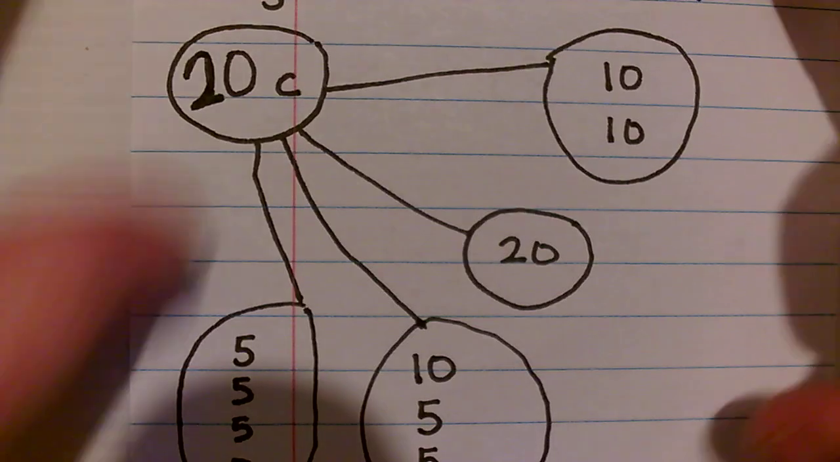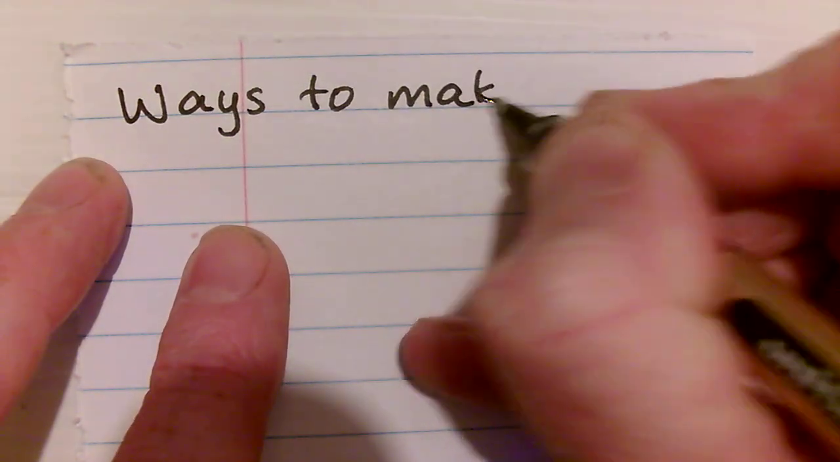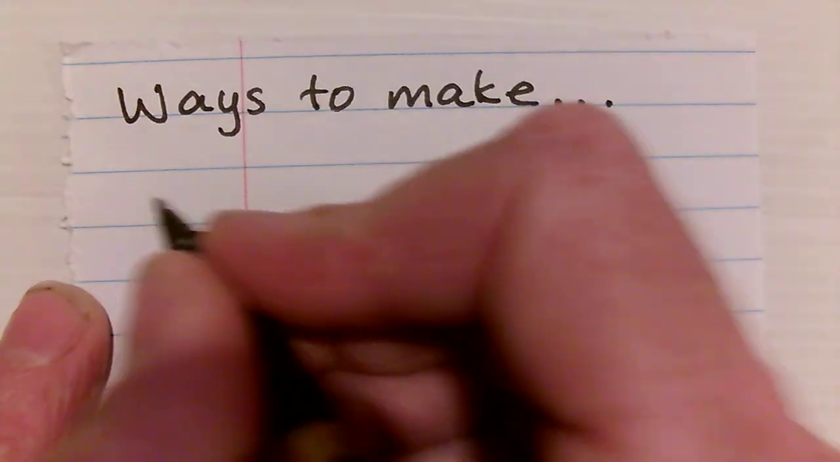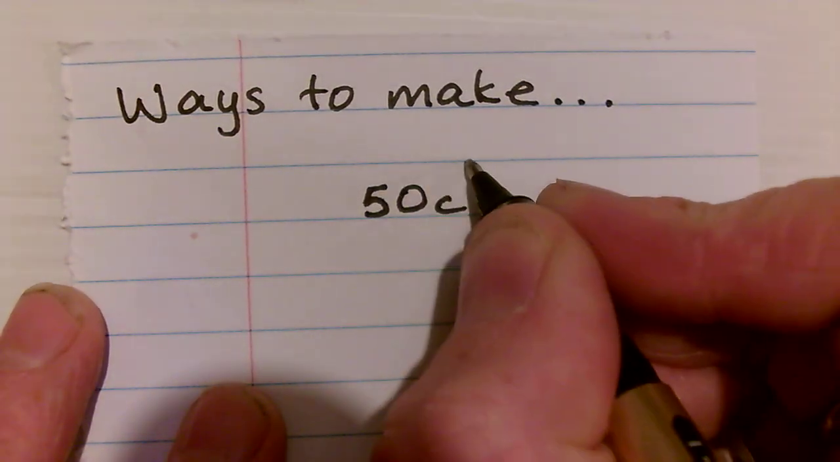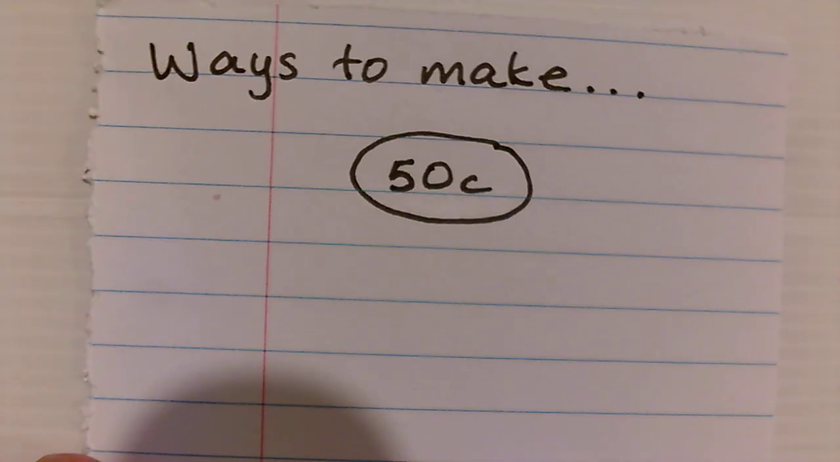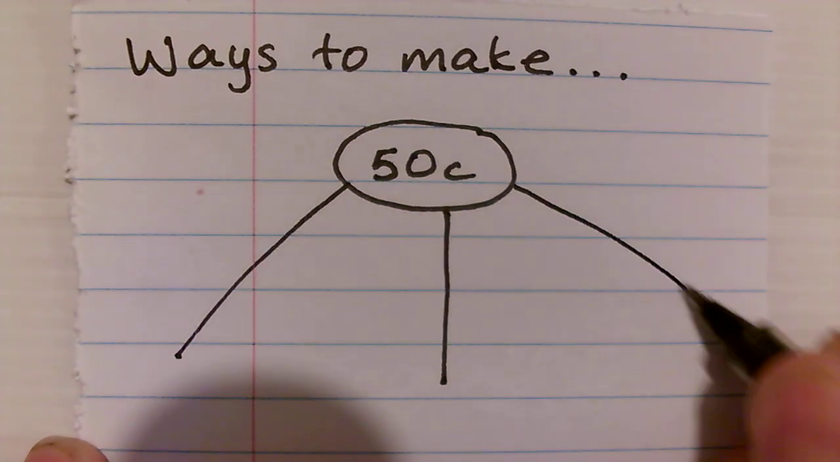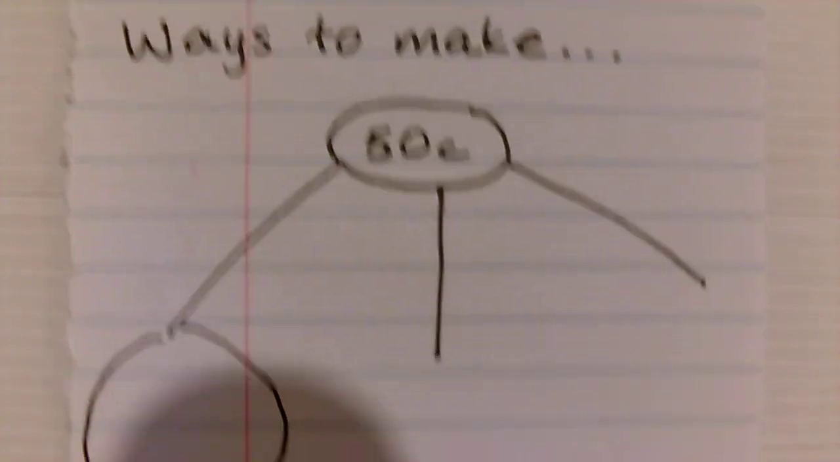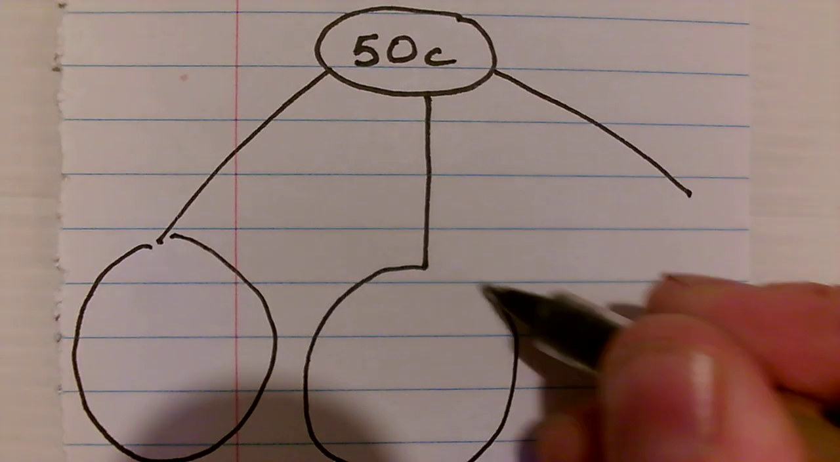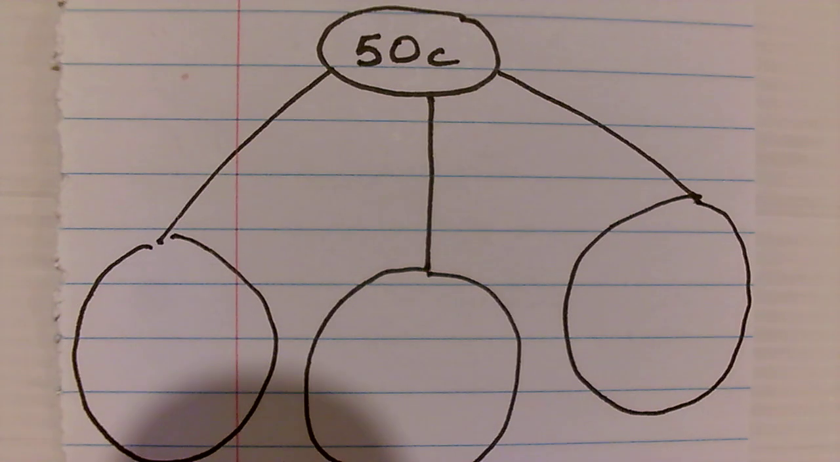Excellent. Let's do this time ways to make, write the title again, ways to make, and let's do 50 cents this time. All right, I want you to draw 3 bubbles like this. And see how many different ways you can make 50 cents in the next 45 seconds.